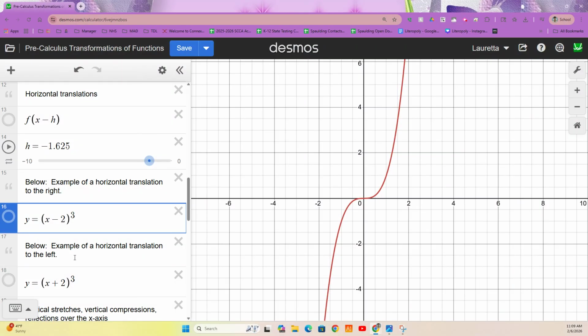And then next is an example of a horizontal translation to the left. We have y equals the quantity x plus 2 cubed, because x plus 2 is the same thing as x minus negative 2. So the value of h would be negative 2. So since h is negative, it moves to the left 2 units.